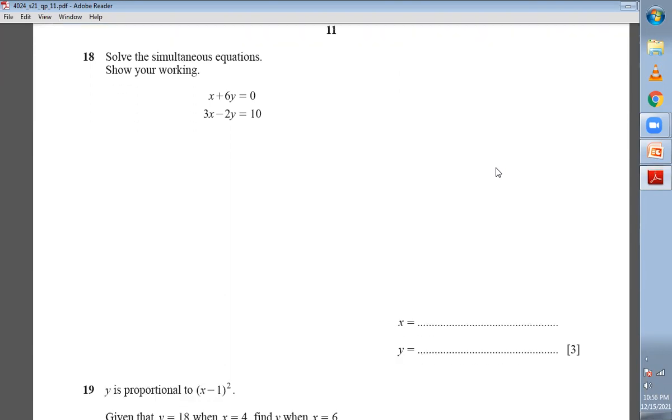It's a 3-mark question. This comes every year in the paper, simultaneous equations. And in this paper, this is the second time the simultaneous concept has come. So solve the simultaneous equations, show your working. x plus 6y equals 0 and 3x minus 2y equals 10. If you multiply the second equation by 3, the coefficient of y will become the same. By simply adding them, you will be able to get the value of x.